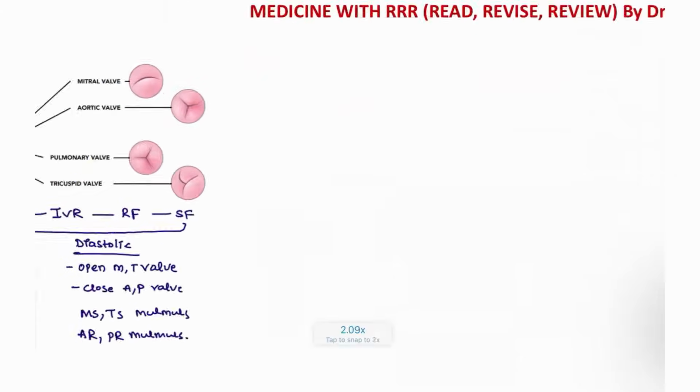Before we start all the valvular heart diseases, I'm going to discuss mitral valve prolapse, also known as Barlow syndrome.